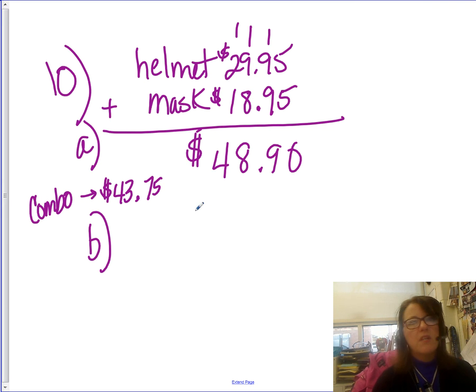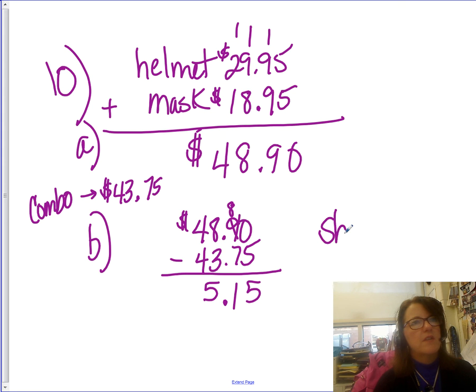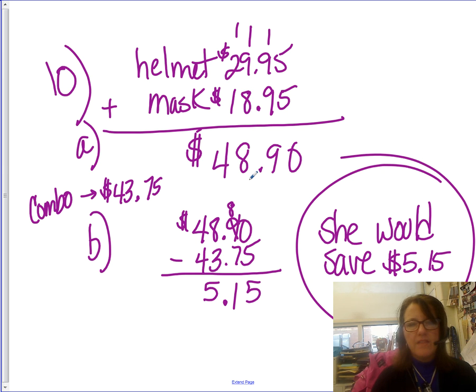The question in part B is, how much cheaper? How much is Michaela going to save by purchasing the combo instead of buying them separately? Because here's the separate part. Here's the combo. She's actually saving a decent amount of money here. Let's see. I can't subtract from 0, so I got to borrow. Get 5. 8 minus 7 is 1. Decimal point. 8 minus 3 is 5. Done. Okay. She would save $5.15. Awesome. Boom. There you go.